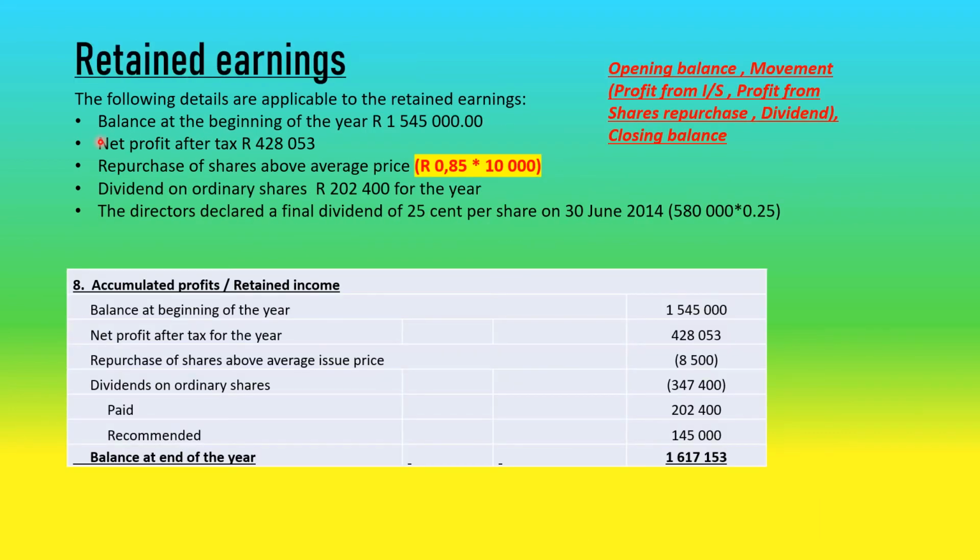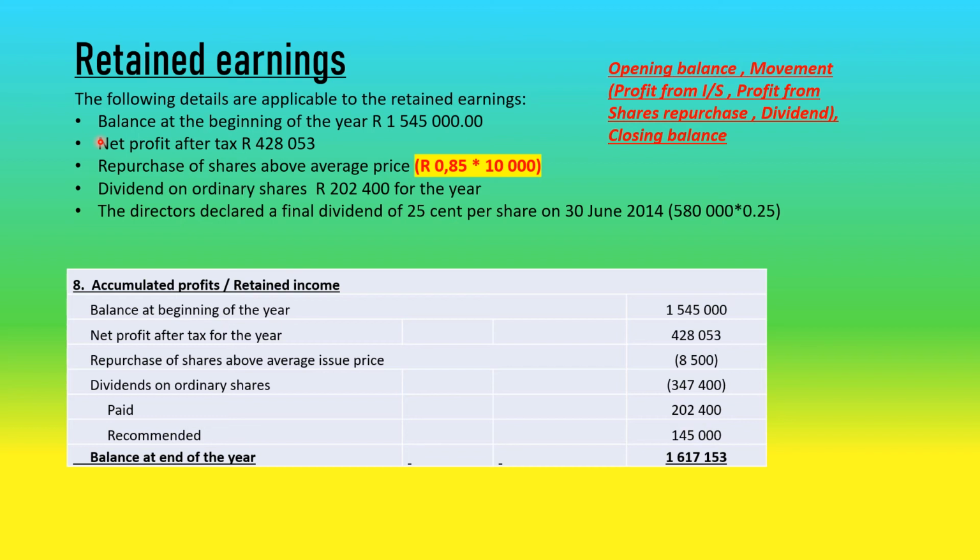So now let's look at your retained earnings and the notes related to your retained earnings. The retained earnings note comprises the opening balance, the movement, and the closing balance. The opening balance can be given to you, or you may be required to calculate it. The movements that happen in the retained earnings include your profit from your income statement, the profit or loss from the issue of the share repurchases, dividends, and you would then have your closing balance.